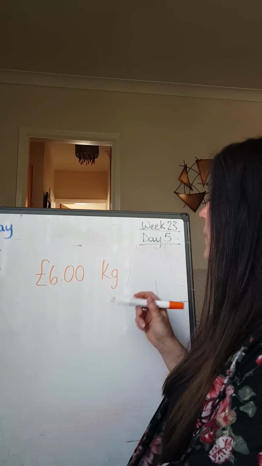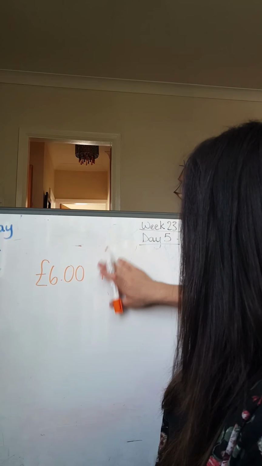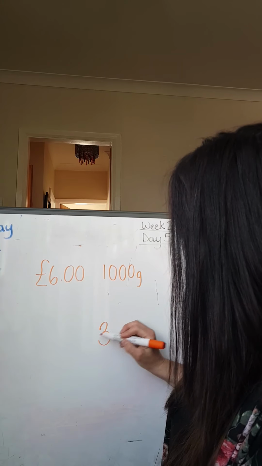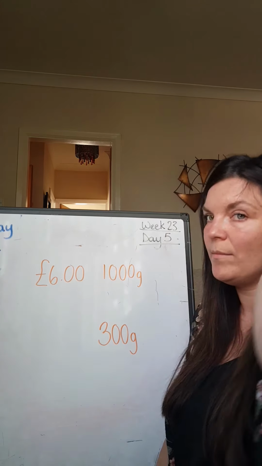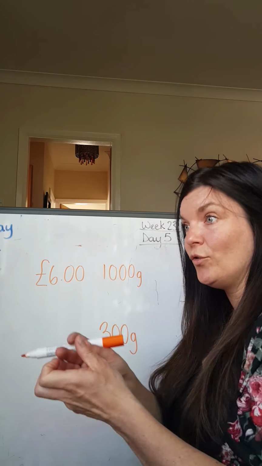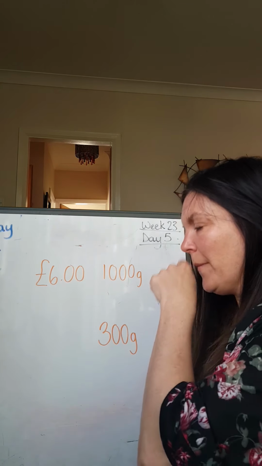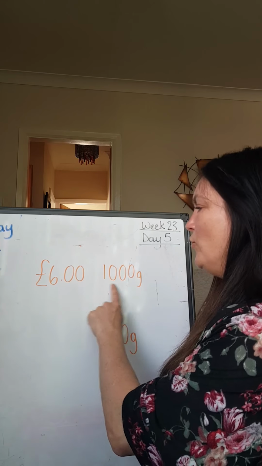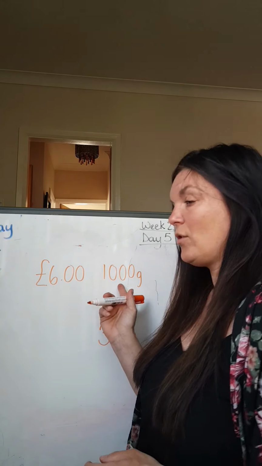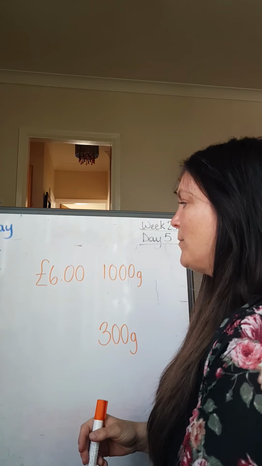So, just in case you weren't sure, there are 1,000 grams in a kilogram. So I know it's £6 for 1,000 grams. And I need to work out how much it costs for 300 grams. Now, it would be handy to work out how much 100 grams was, because then I could just put 100 and 100 and 100 together and find out the price for 300. So how would I find out what just 100 grams would cost? Well, I could divide that by 10, and that would give me 100, because 1,000 divided by 10 gives me 100 grams. And then I could work out how much 100 grams costs.